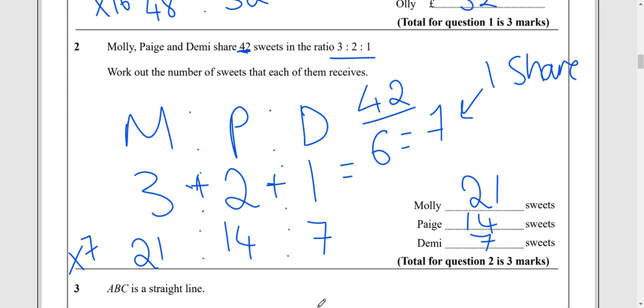Okay, it's really important. You add the ratios first, you divide the total given by the total of your ratios, and then you multiply that amount, which is equal to 1 share, by how many shares each person had.